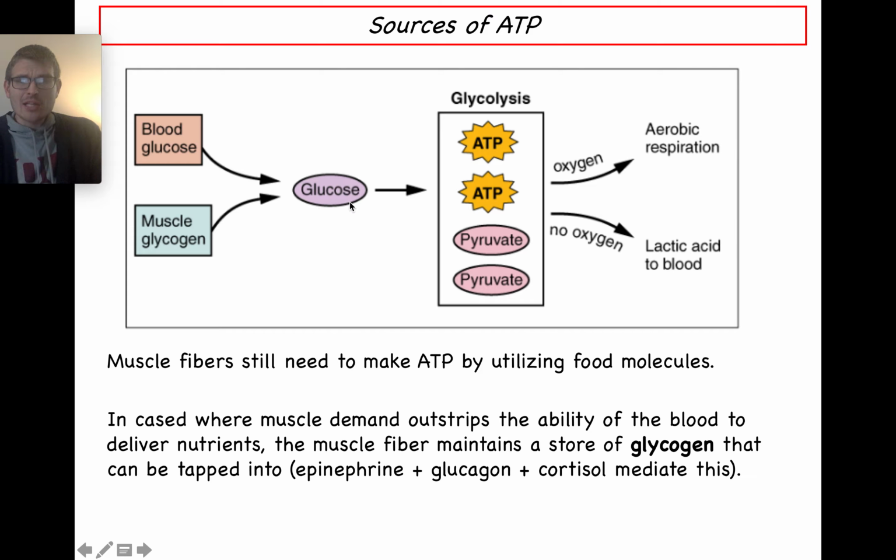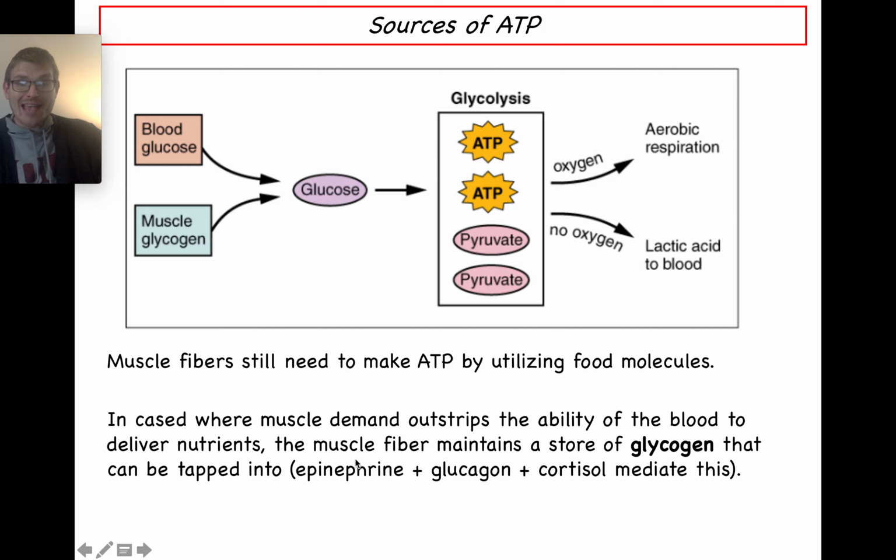So glucose from the blood, we've talked about all that with glucagon and insulin and all that good stuff. Glucose from the blood will be delivered to skeletal muscle fibers at a pretty steady rate. But there will be cases when you're working out very strenuously when the energy demand in a muscle fiber actually outstrips the ability of the blood to deliver those food molecules to the muscle fiber itself. So basically, our ATP demand is going to exceed our ability to make ATP. One is faster than the other. Our need is faster than our ability to make it.